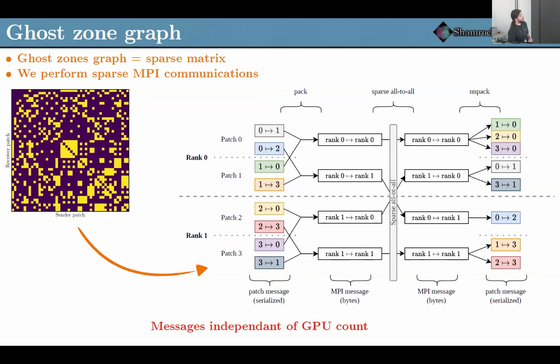Anyway, to perform the actual communication in Shamrock, we are using sparse communication. As we've seen previously, for the ghost zones, every patch has to send some data to the neighboring patch in the simulation.